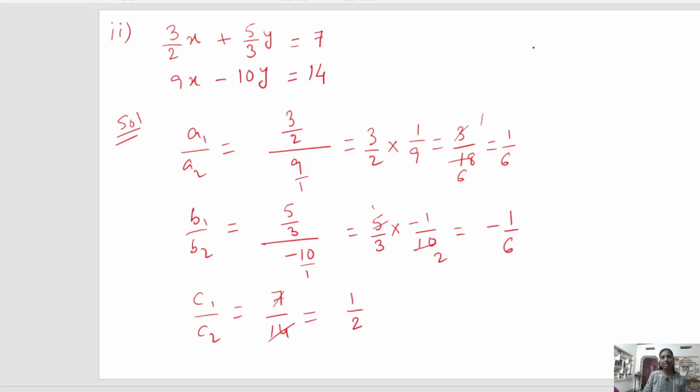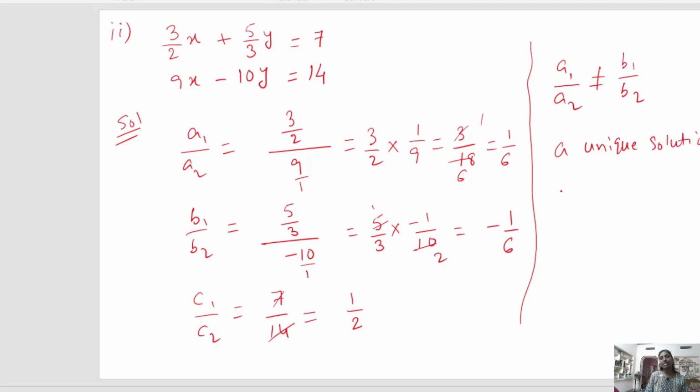So here we can see that a1 by a2 is not equal to b1 by b2. Here a1 by a2 is 1 by 6, b1 by b2 is equal to minus 1 by 6. These are not equal. So it has a unique solution. It means the pair of linear equations are consistent. Clear? Now let's move to the next example.